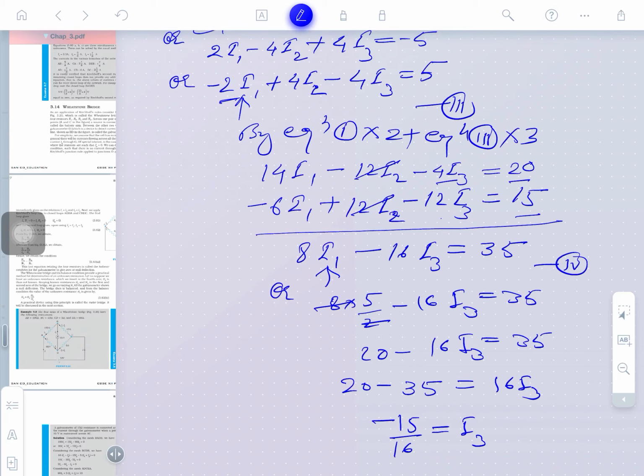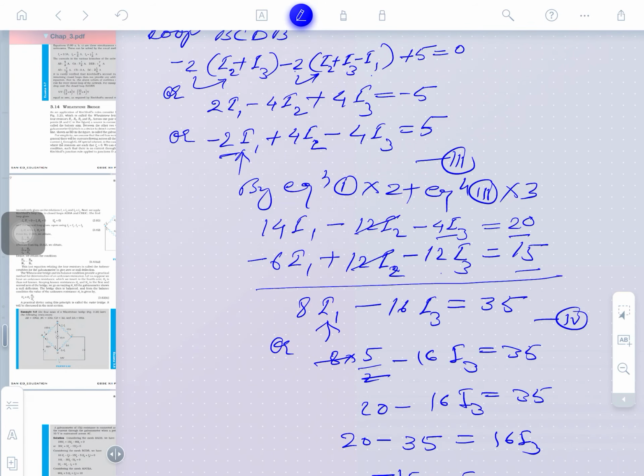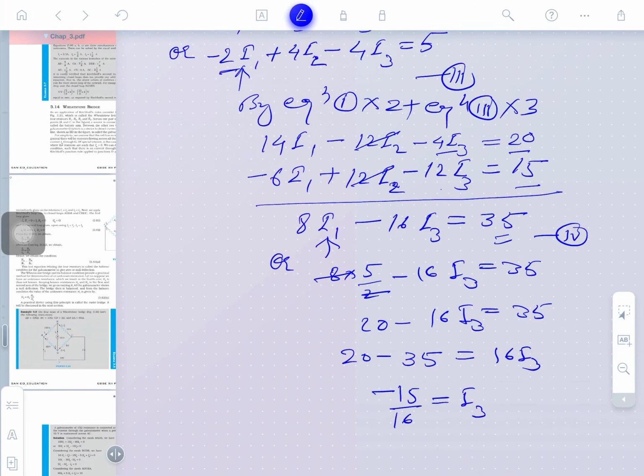And 3 4s are 12, negative is there, and we are adding them. So here is this. Correct it is. That's 35 minus 16 and 18. 16 also there.